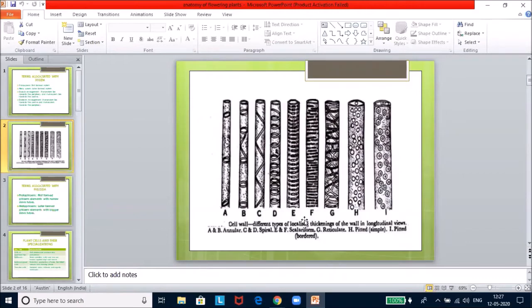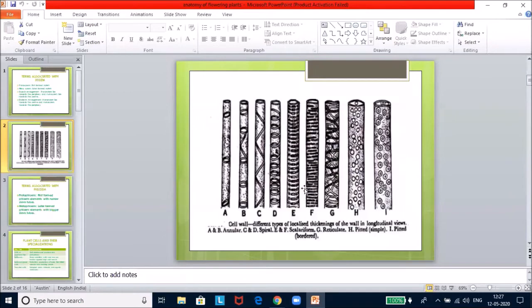Now if you look at different types of longitudinal thickenings, A and B are annular. Annular means ring-like thickenings. C and D are spiral, that is they appear spiral in shape. Scalariform is ladder-like.